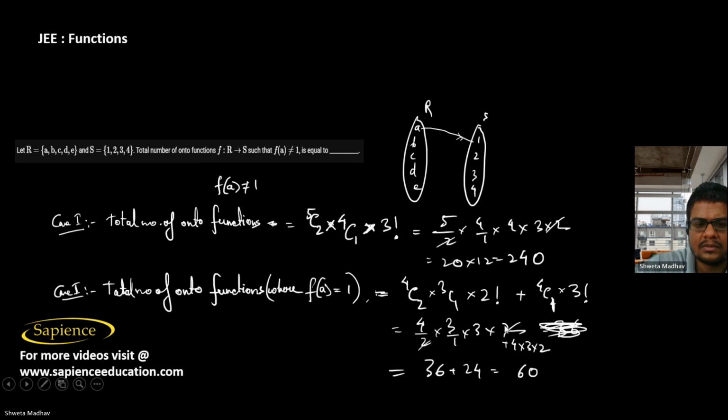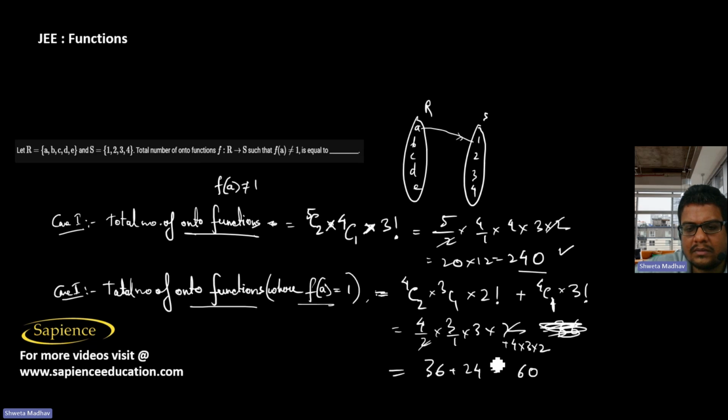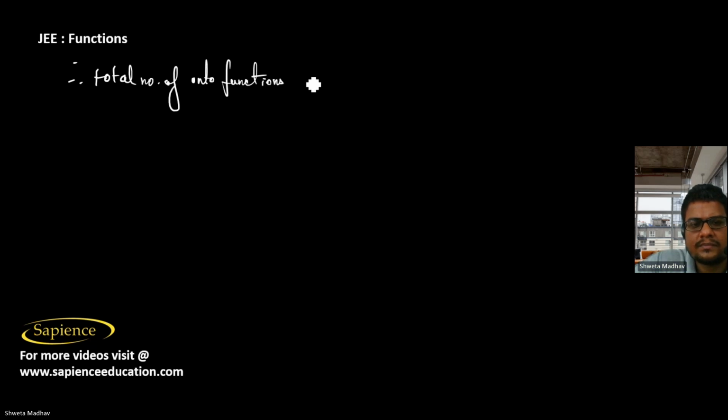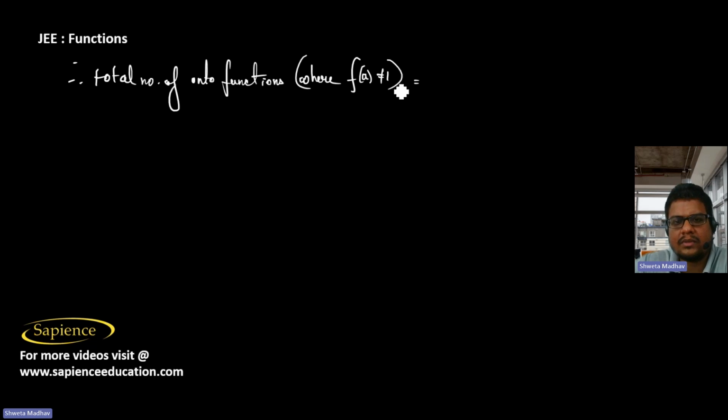So therefore we can see that the total number of onto functions will be 240, and the total number of onto functions where f of a is equal to 1, that will be 60. So therefore we can say that the total number of onto functions where f of a is not equal to 1, that will be equal to 240 minus 60, that is equal to 180.